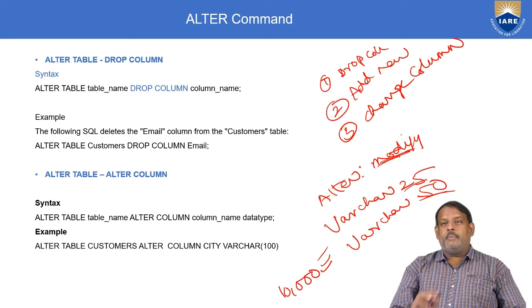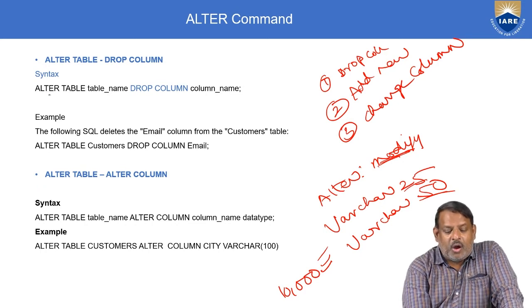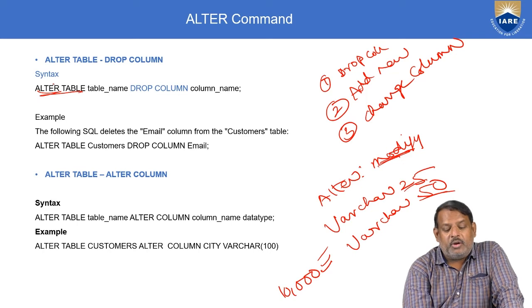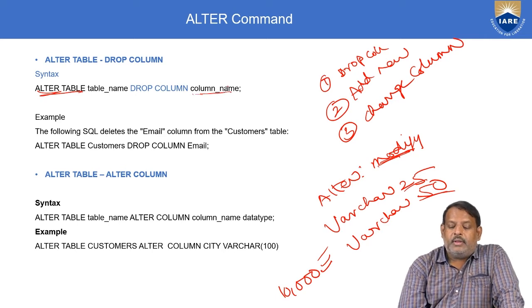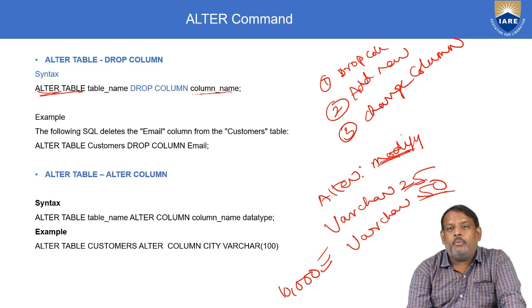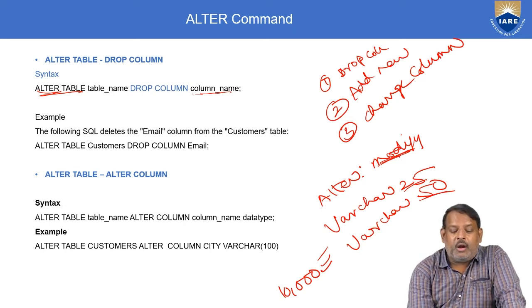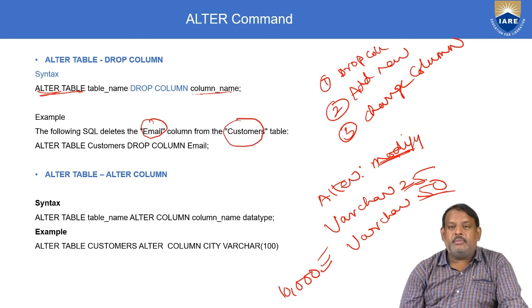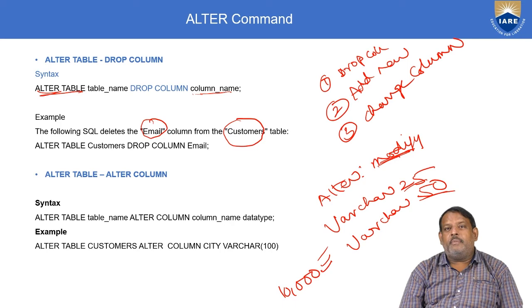To drop a column, we have to use the syntax alter table. Like you had create table, drop table, now your command is alter table, table name, drop column, column name. Suppose the existing table has 5 columns, and you want to drop one particular column. You say alter table, the required table name, from which table you want to drop a column, then drop column. Suppose I want to drop the email column from the customer table.